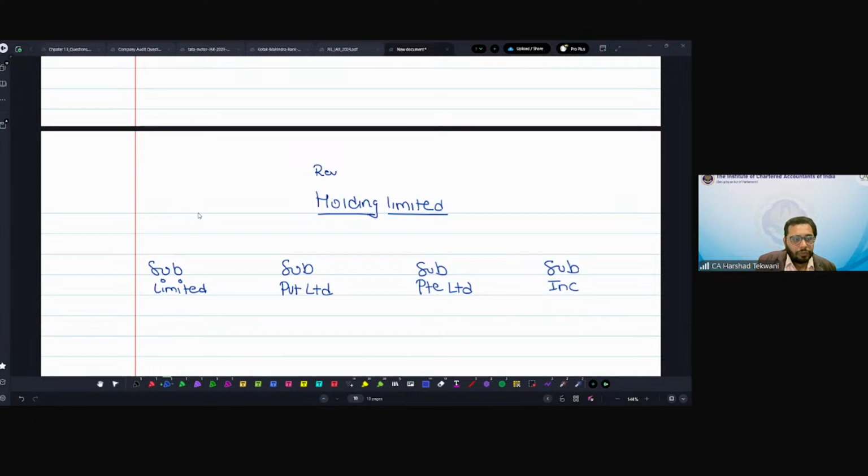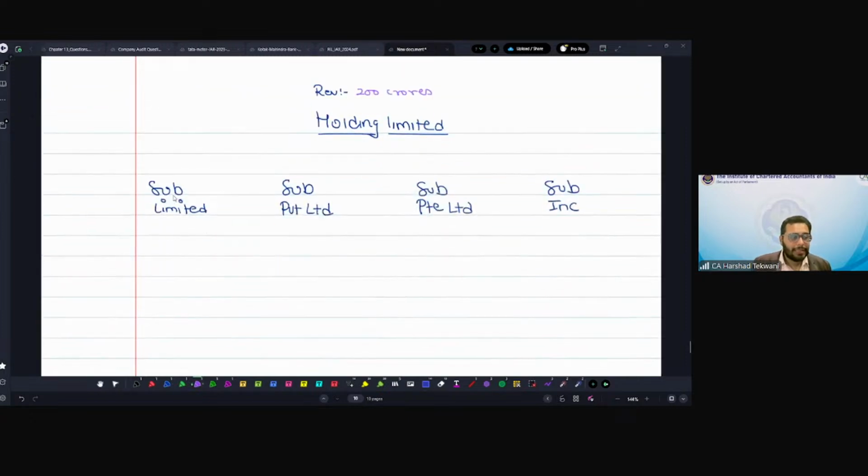Holding company's revenue, let's say, is 200 crores. The Sub Limited, which is in India, has a revenue of, let's say, 150 crores. Sub Private Limited has a revenue of 50 crores. Now Sub PTE Limited, which is outside India, and Sub INC, again outside India. The revenue of Sub PTE Limited converted into INR, taking some exchange rate, let's say is 20 crores. And Sub INC, which was newly incorporated just 2-3 years ago, has a revenue of, let's say, not 5 crores, that's too much, let's say 1 crore.